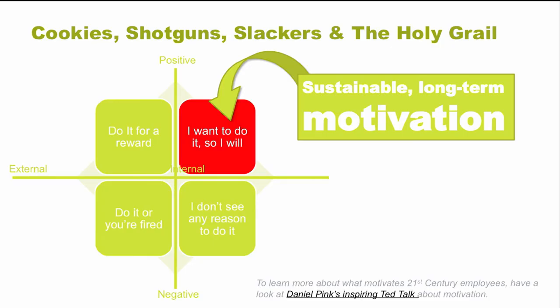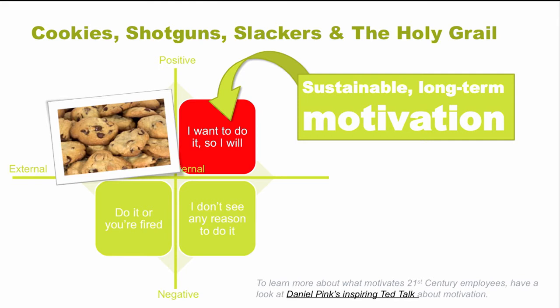So if you look at this model, it's basically positive on top, negative on the bottom, external on the left, and internal on the right. And the core principle is this. We can try to motivate people by having positive external motivation. And that looks something like this. I'll give you a cookie if you do it. The problem with that is it's unsustainable.